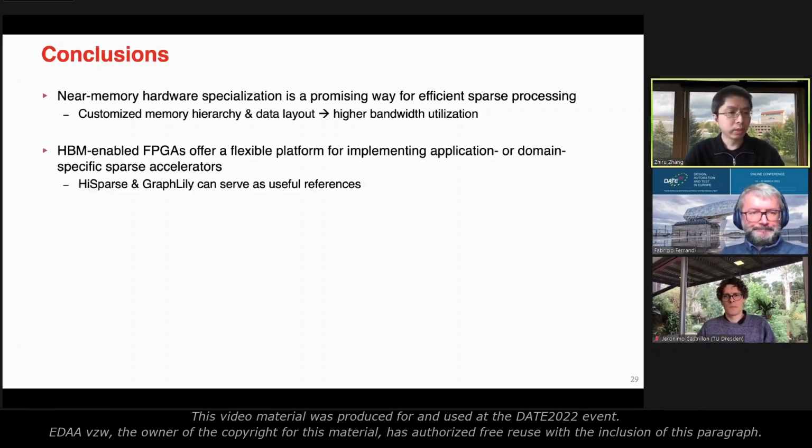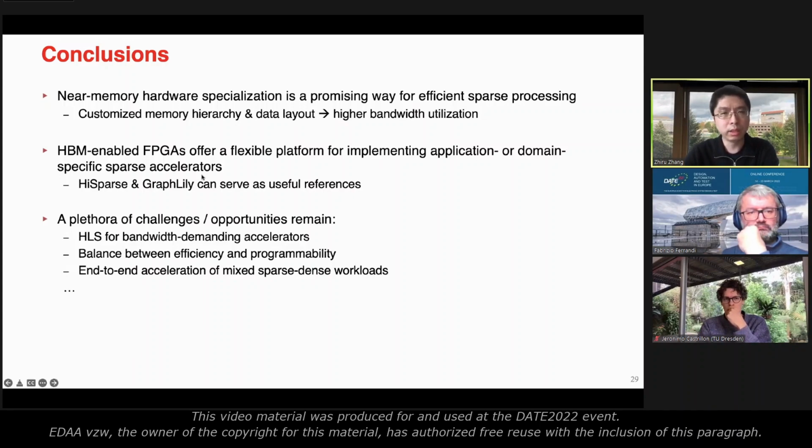All right, so just want to quickly conclude. I talked about near-memory graph processing, near-memory acceleration of linear algebra. I really think that near-memory hardware specialization is a promising way for specialized, efficient and fast sparse processing, because we have specialized memory hierarchy and data layout that really enables us to get high memory bandwidth utilization. Really, that's the key to improving efficiency. Also, HBM FPGA is a very good platform to do some of these experiments, with the two examples hopefully serving as useful references for the community.